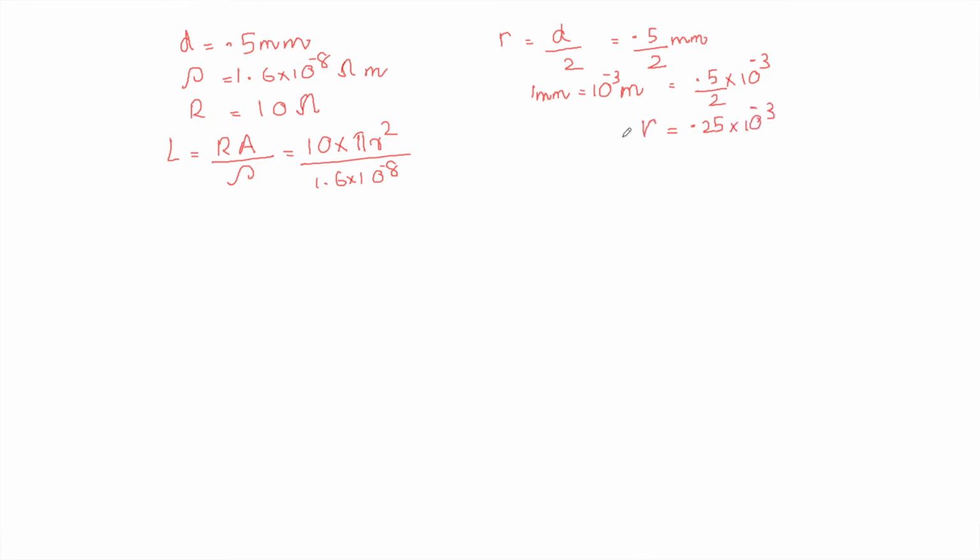This is our radius. Now we can substitute as 10 into pi, which is 3.14, into radius, that is 0.25 into 10 raised to minus 3 and square, pi r square, by 1.6 into 10 raised to minus 8.